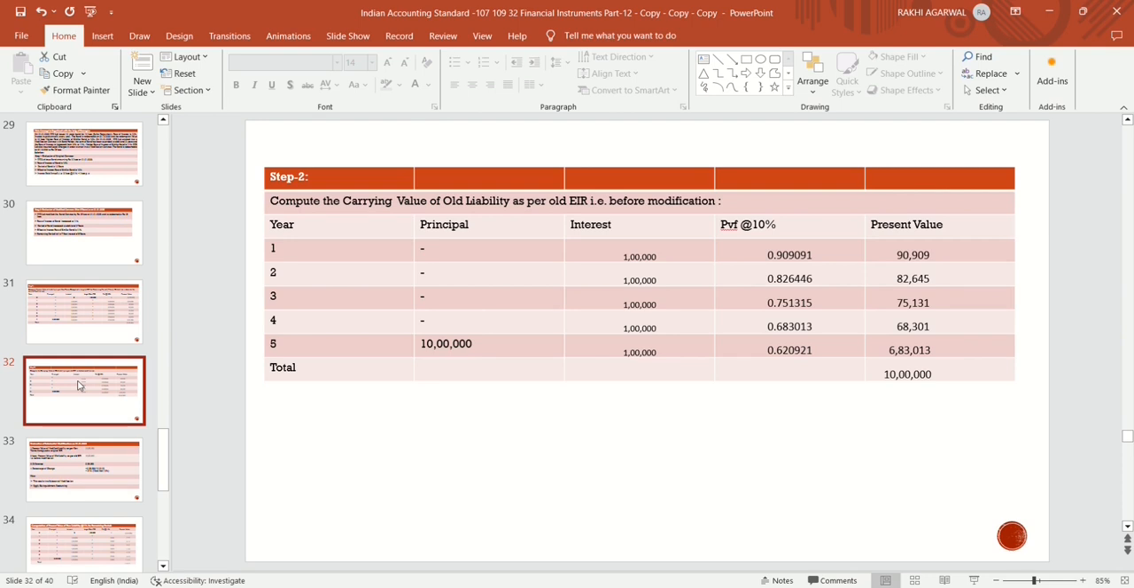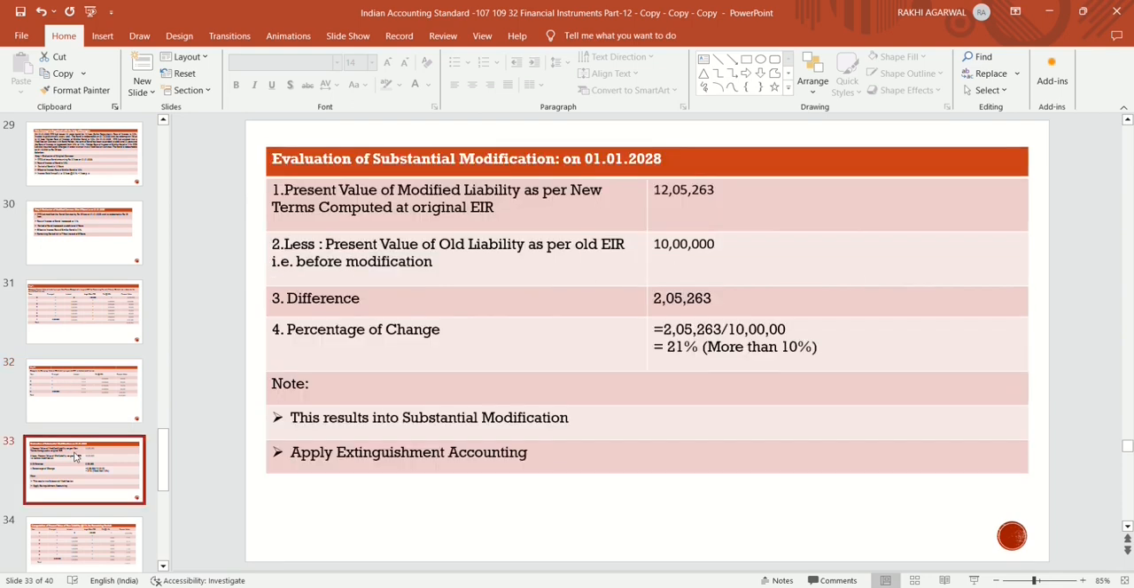90,909 total after 5 years. In this case, 10 lakh is the principal and interest in total becomes 15 lakh. But we have to determine, pull it out to today, what was the value. So by using present value, discounting at the present value factor, it becomes 10 lakh.